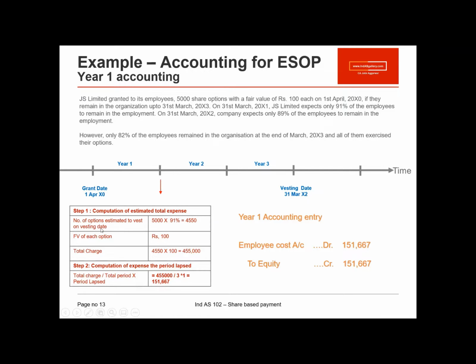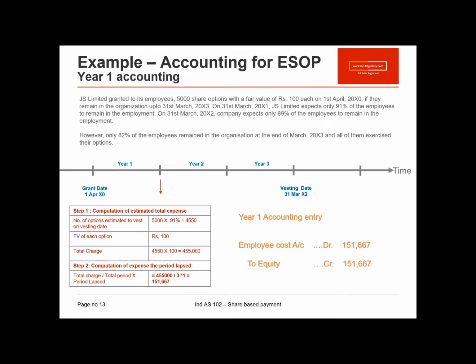So my estimated number of options that would vest is 5,000. How many employees am I expected to have as on the vesting date? That is 91%. So it comes out to be 4,550. What is the fair value of this option? Since it is an equity settled option. Why? Because I would be settling this liability by way of issuing my own equity shares.